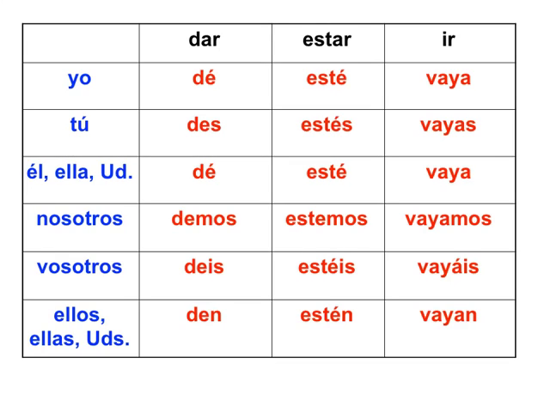And here they are. We have dar, estar, ir. Please note, dar has accent marks. Dé, des, dé. Accent mark on the yo and él. Demos, deis, den. Estar: esté, estés, esté. Estemos, estéis, estén. Accent marks. Ir: vaya, vayas, vaya. Vayamos, vayáis, vayan.